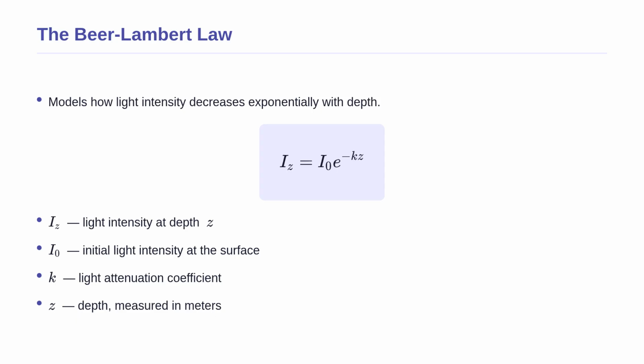The letter e is the base of the natural logarithm, modeling continuous decay. The variable k is the attenuation coefficient, which tells us how quickly light is absorbed. Finally, z is the depth in meters. If the water becomes more turbid, k increases, causing the light intensity to drop much faster as you go deeper.